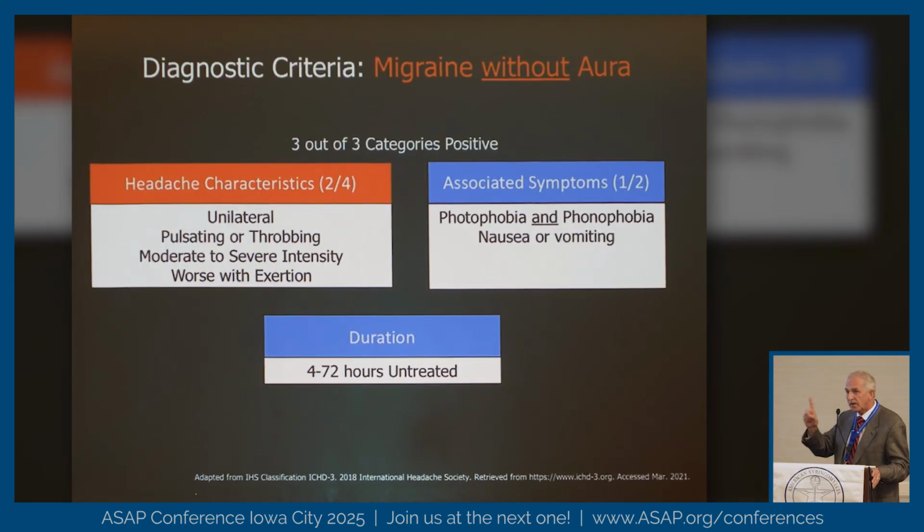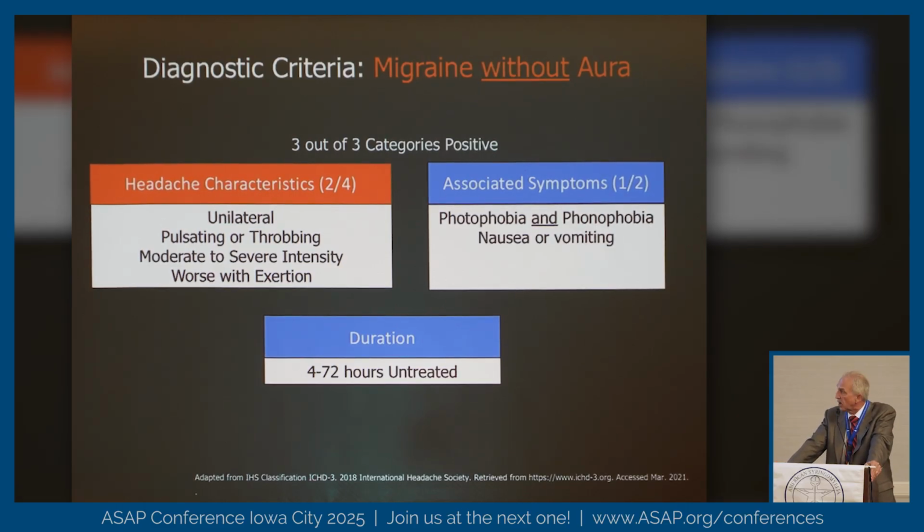But first, you have to know what a migraine actually is. These are the criteria for migraine without aura. It's made solely by history. So they have to have 2 of 4 clinical characteristics. It has to be unilateral, pulsating or throbbing, moderate to severe intensity, or worse with exertion. So 2 out of those 4. You have to have 1 of 2 associated symptoms, either photophobia and phonophobia, so sensitivity to light and noise, both of those, or as a grouping, nausea or vomiting. So 1 of those 2, and the duration has to be 4 to 72 hours.